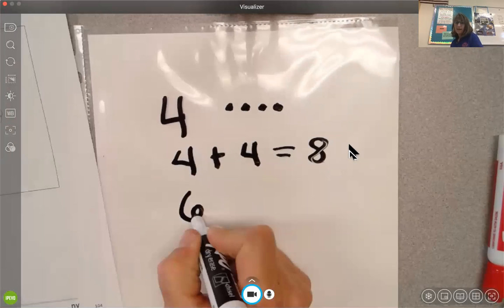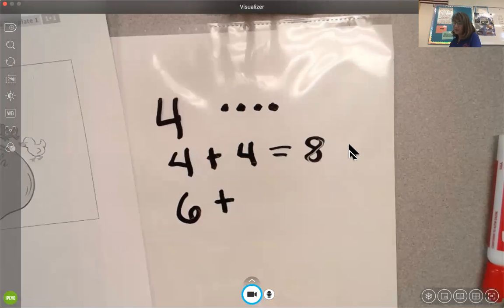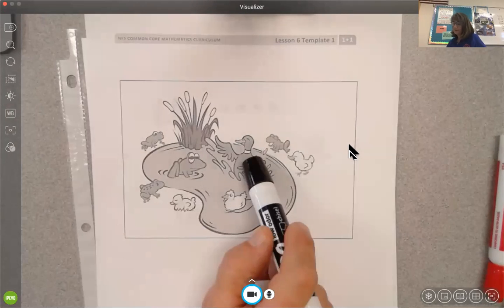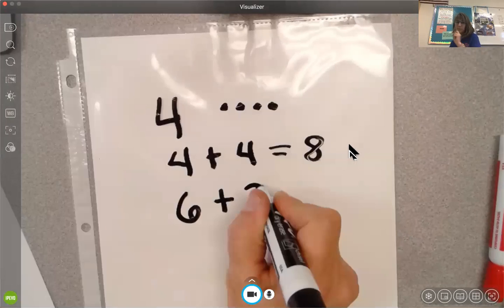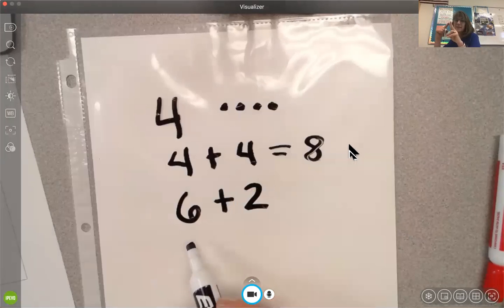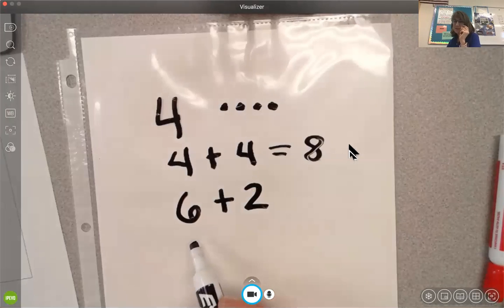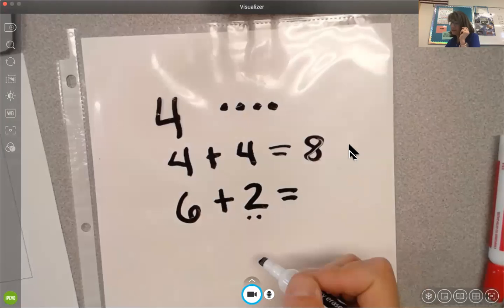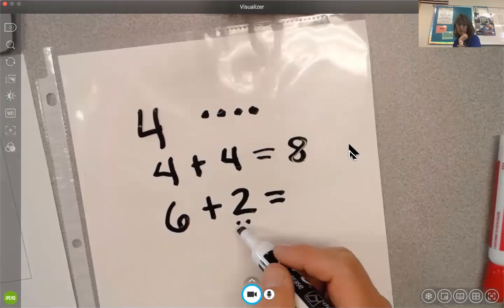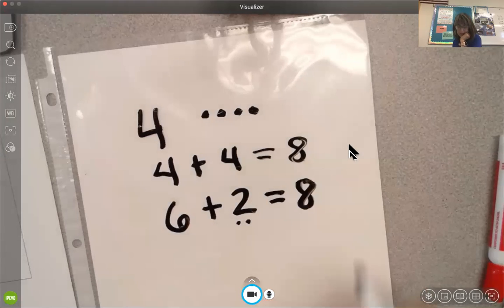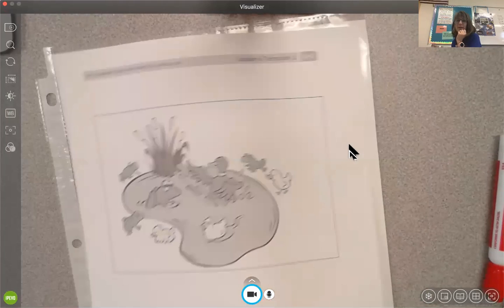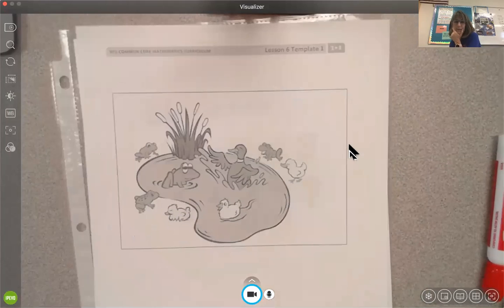Plus, how many adult animals are there? Count on from 6. Put 2 on your fingers. Go 6, 7, 8. You can put 2 dots there if it helps us. 6, 7, 8. So 6 plus 2 also equals 8. Good.